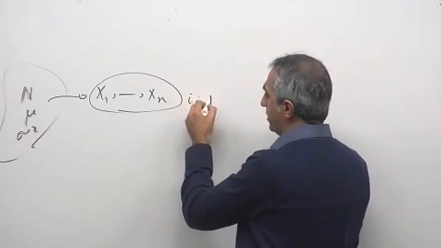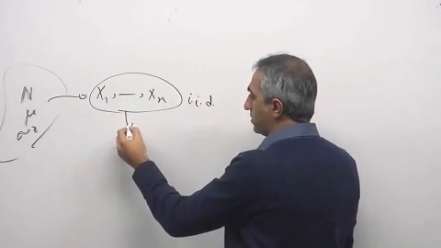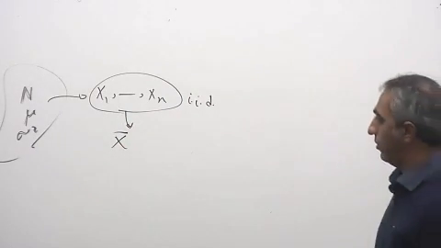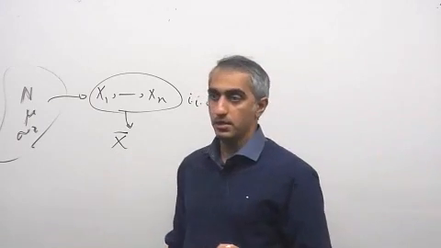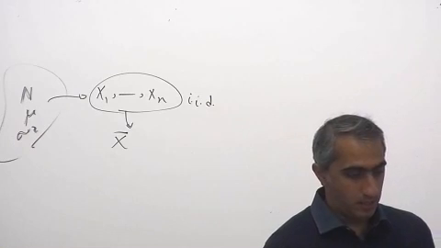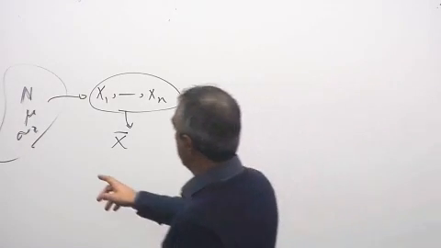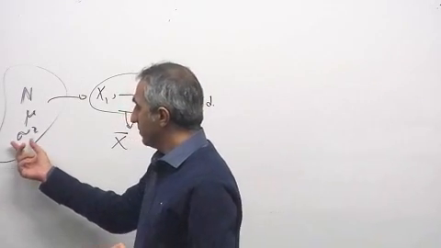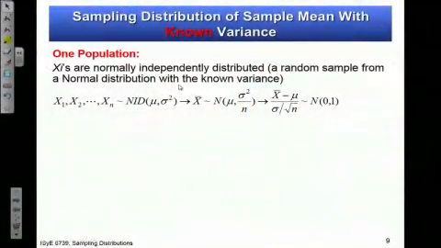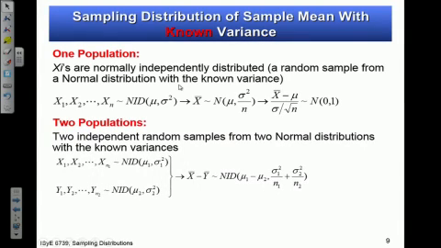So we have an IID sample, and we apply a function. Let's say x bar. We want to know what is the distribution of x bar, and we call this sampling distribution. Okay? And if the variance is known, if we know the value of sigma squared, then I can say x bar follows a normal distribution with this mu and this variance, and therefore I can standardize it to standard normal. For two populations, again the same thing.